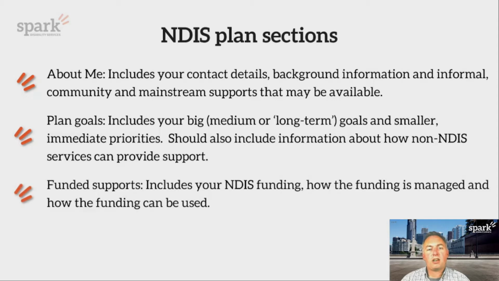The third section in an NDIS plan is the funded support section. This is the section that lays out how much funding the NDIA has included in a person's plan, how that funding is going to be managed, and if the NDIA has placed any conditions on how the funding can be used to engage disability supports.